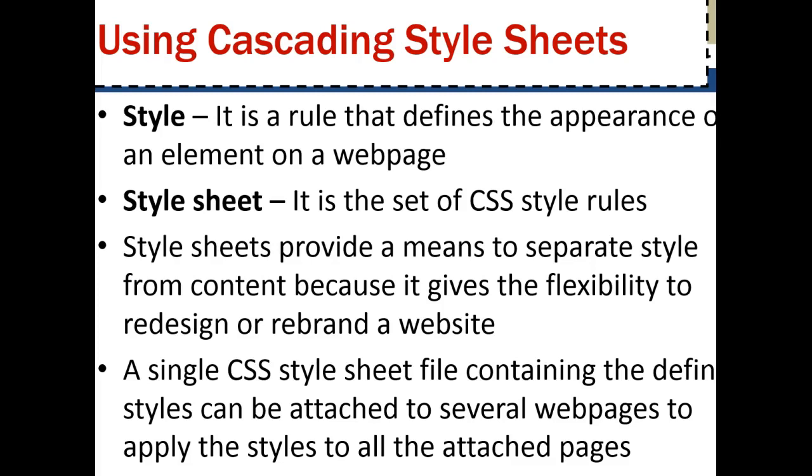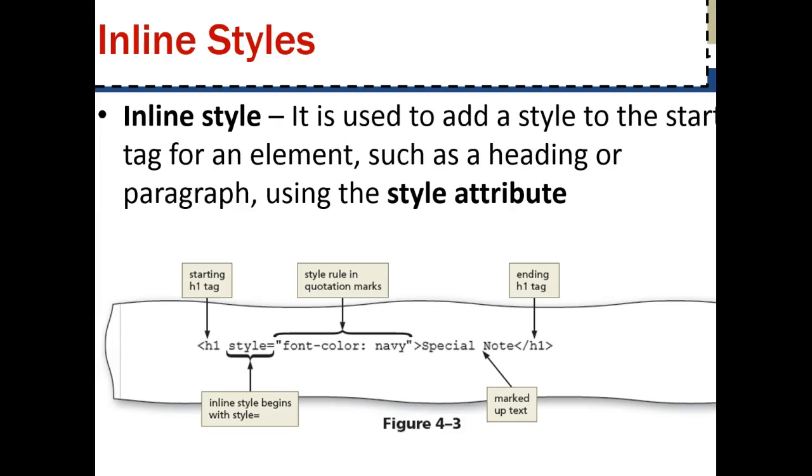A single CSS style sheet contains the defined styles that can be attached to several web pages and apply this style to all the attached web pages. We are going to talk about various ways we can use the style. One way is that CSS supports inline style. It is used to add a style to the start tag for an element, such as a heading or paragraph. You can use the style attribute. This is showing you the inline style.